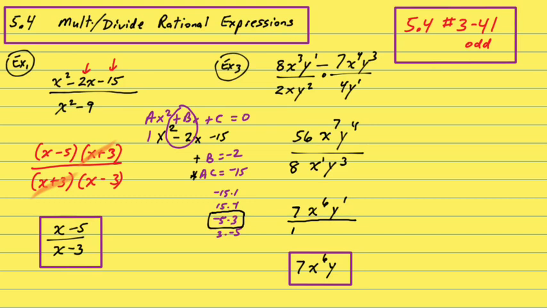Negative 5 and 3. So to get x squared, I had x times x. Because a is a 1 here, I can put these numbers right in. Negative 5 and positive 3. So that's how I factored the numerator.